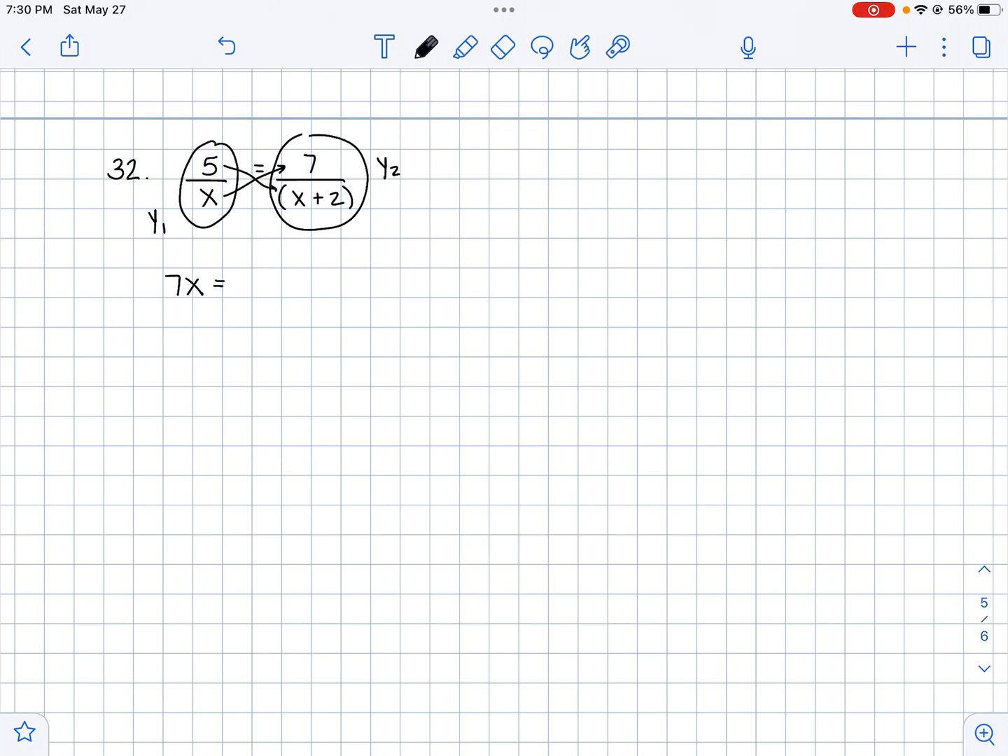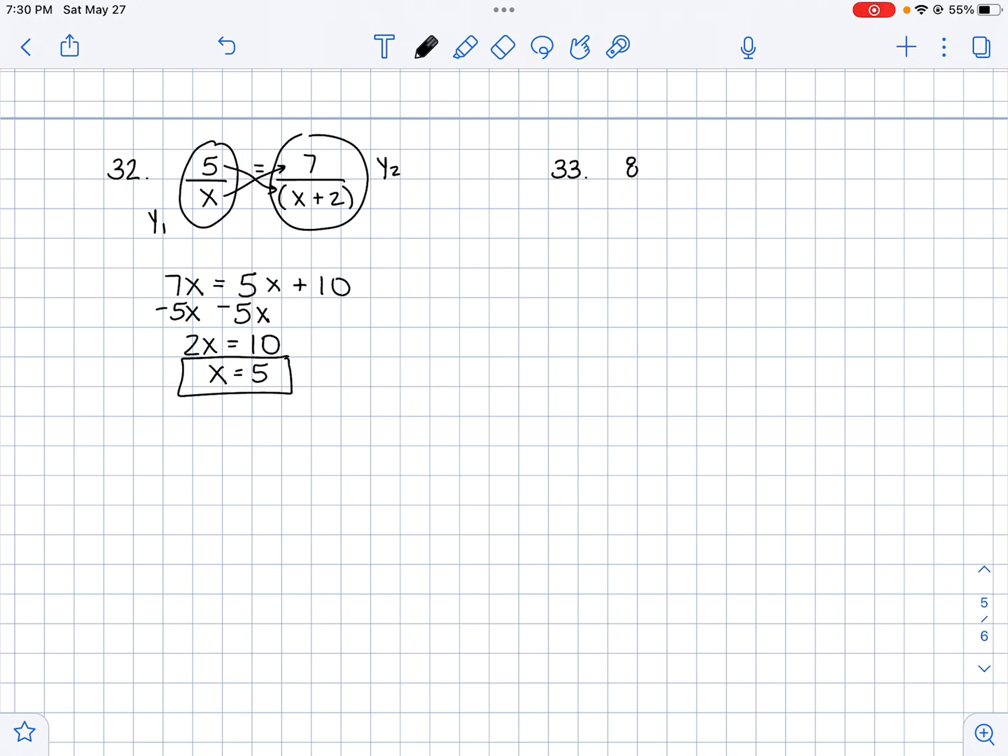So this would be 7x is equal to, and I'm going to distribute when I multiply this way, 5x plus 10. So subtracting 5x, 2x is equal to 10, so x is equal to 5. Again, check your answer. We should be good to go.